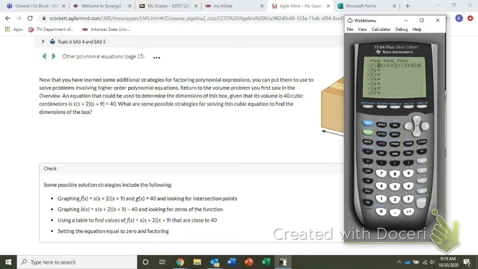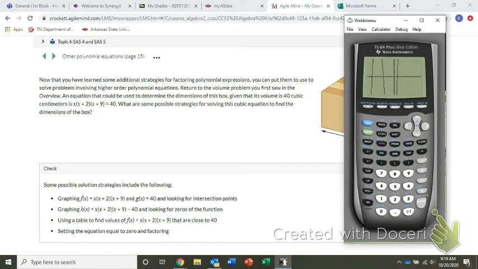Now, remember, when an equation is set equal to 0, that is when I can find my solutions, also known as my zeros, also known as my roots. Okay? So by looking right here on this graph, we can kind of tell. There's one here, here, and here.